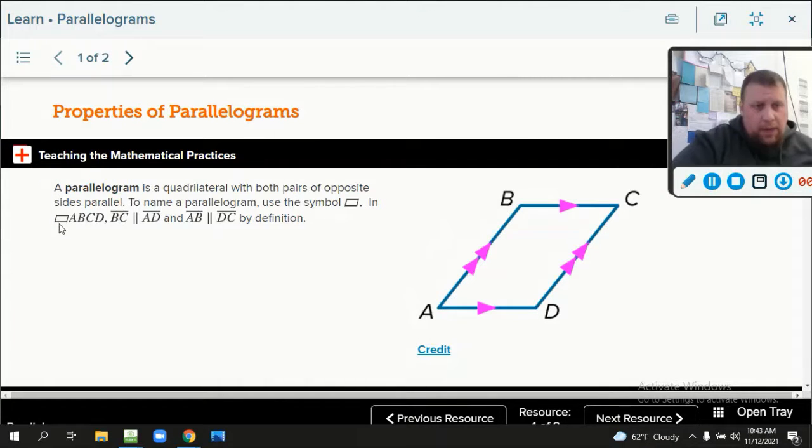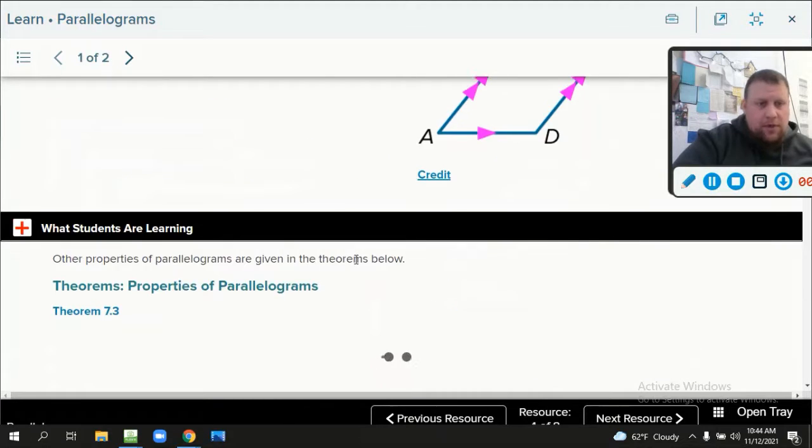And what do we know? In parallelogram ABCD, BC is parallel to AD, right? So BC is parallel to AD, and AB is parallel to DC by definition. So let's go down here.